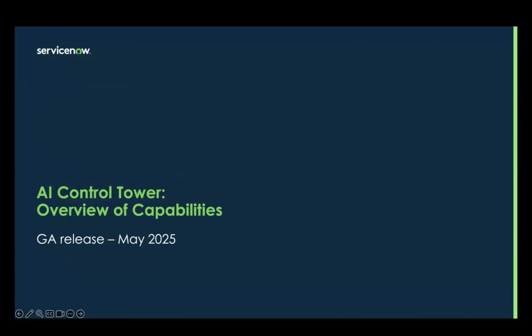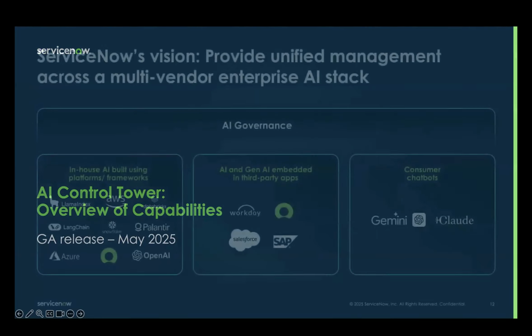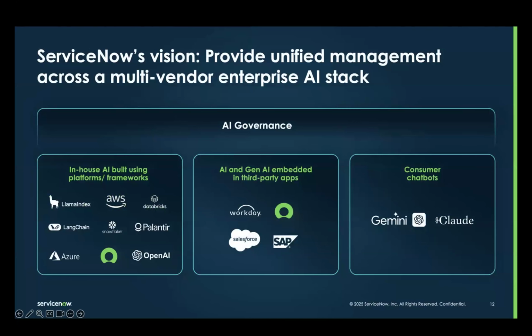Okay, so let's have a look at what it's all about. So ServiceNow's AI governance approach is designed for the real world, right? Where organizations rely on a mix of in-house, embedded, and consumer AI technologies. So we're providing that unified oversight across typically three key AI sources.